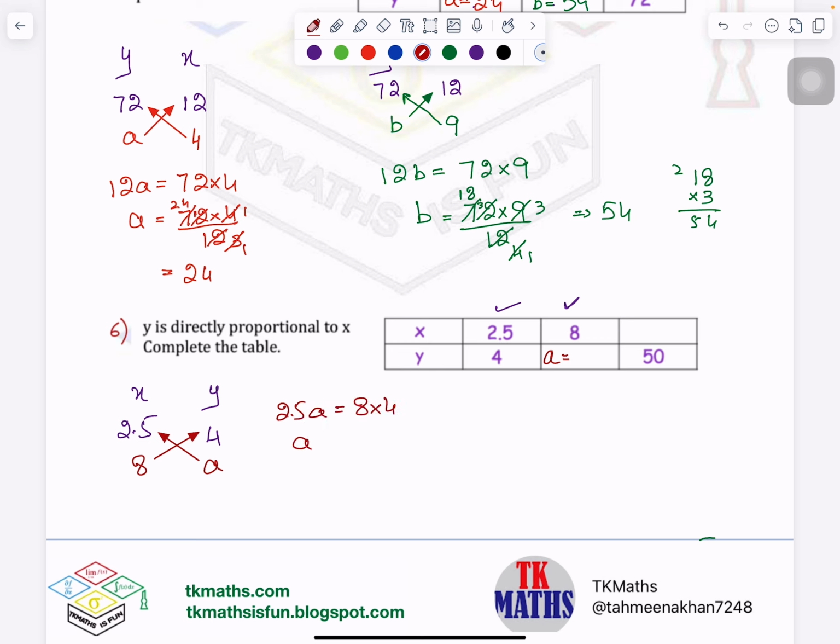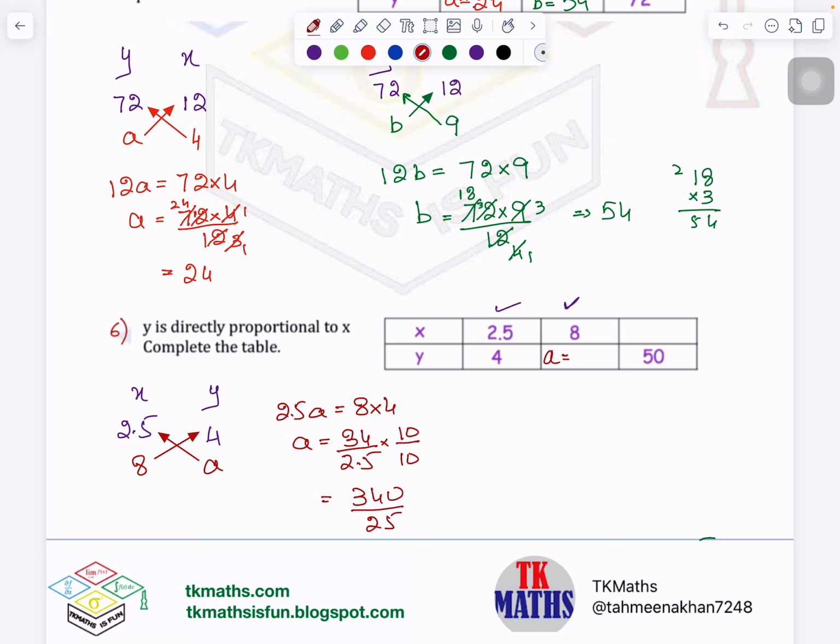Now this will check the concept of your division also. Decimal. So 8 4s are 32 divided by 2.5. Now you need to know how to do the division of decimal numbers. Because we don't know the table of decimal numbers, we try to eliminate the decimal. So we multiply and divide by 10. Okay, so this gives you 320 divided by 25.